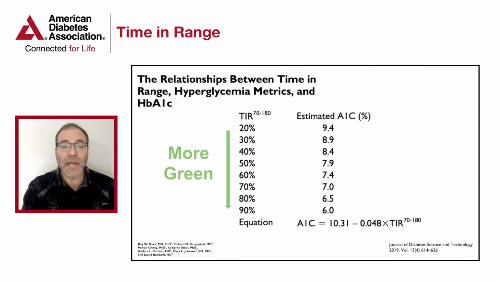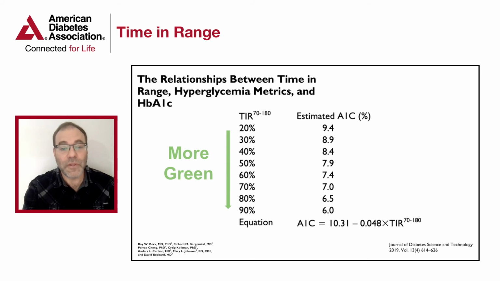How can I compare time and range data to A1C? Well, there's been some really great work by a couple of different research groups showing that time and range correlates pretty well with A1C. For starters, 70% time and range correlates quite nicely with an A1C level of 7.0%. And since the recommended A1C target for most people with diabetes is less than 7%, that's why we have a time and range target of greater than 70%.